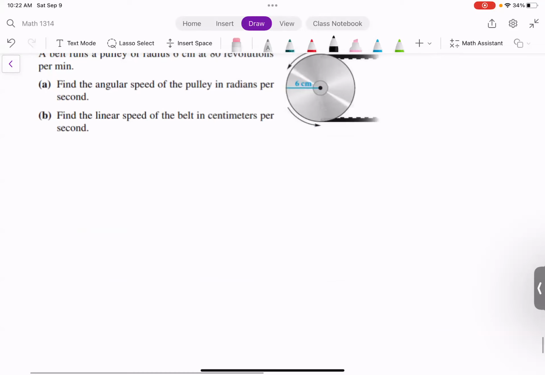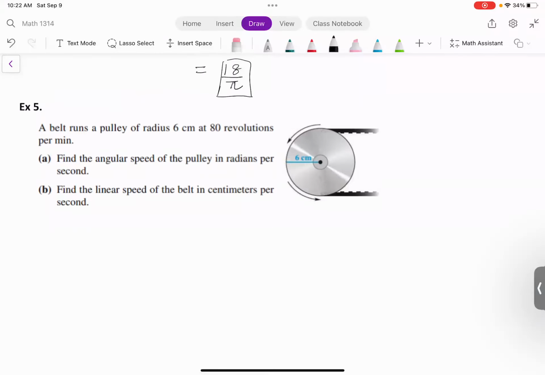All right, let's see number 5. Number 5, a belt runs a pulley of radius 6 centimeter at 80 revolutions per minute. Okay, so the belt is running this way, and they give us the radius is 6 centimeter and 80 revolutions per minute. Okay, omega, I can find the omega. The first question is find the angular speed of the pulley in radians per second.